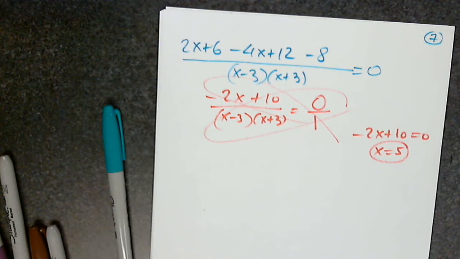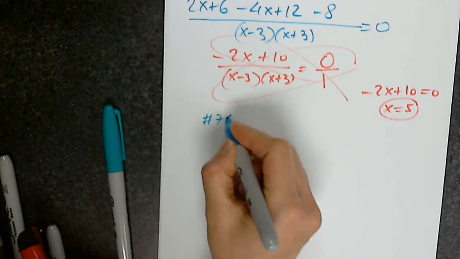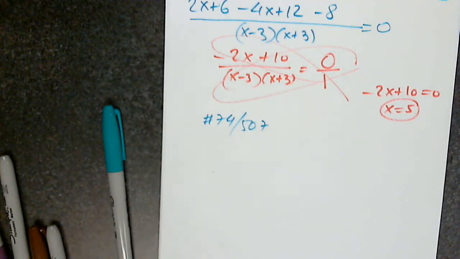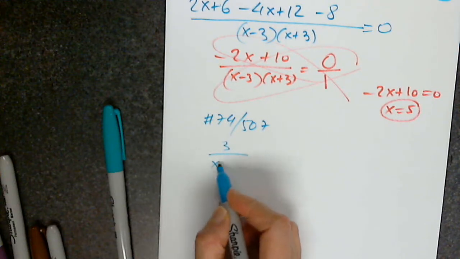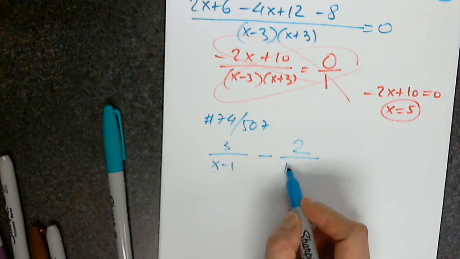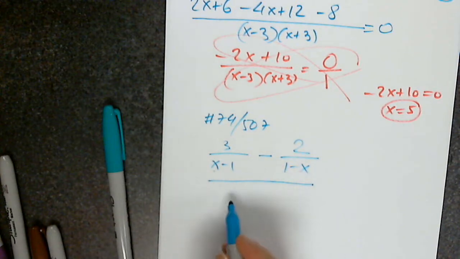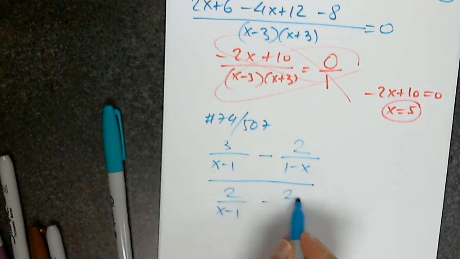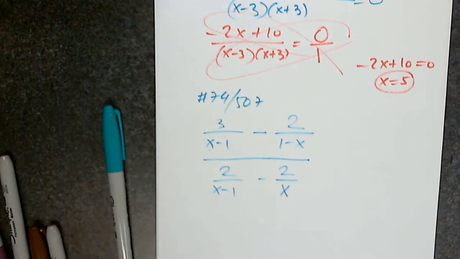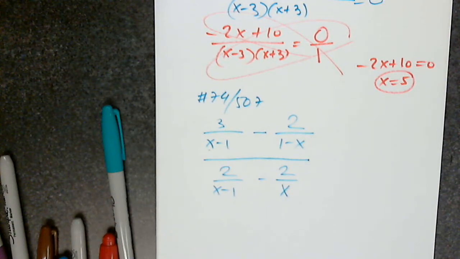Should we work on another one, or complex rational expressions? Say it again. Complex. Very good. So let's look at 74 on page 5 of 7. 74. 3 divided by x minus 1, minus 2 divided by 1 minus x, over 2 over x minus 1 minus 2 over x. It's not a really friendly situation. So let's work on this for a minute.